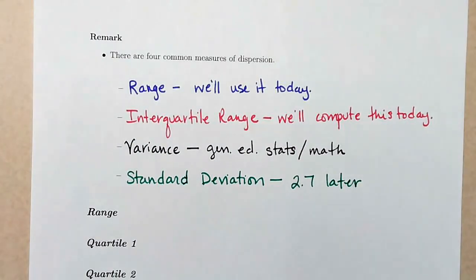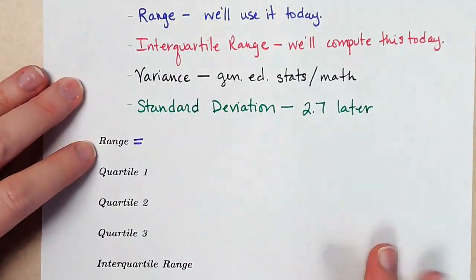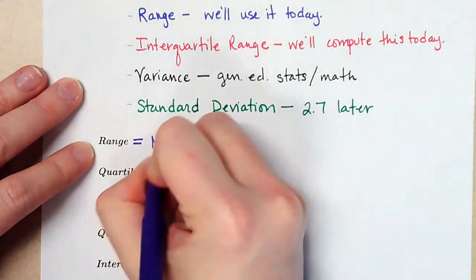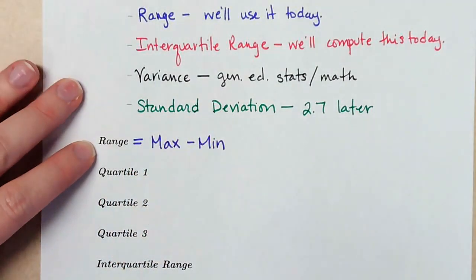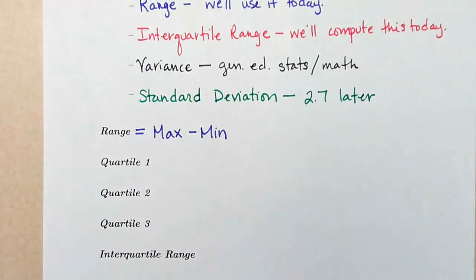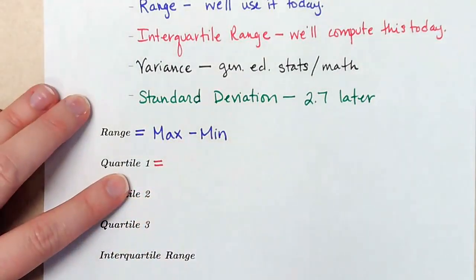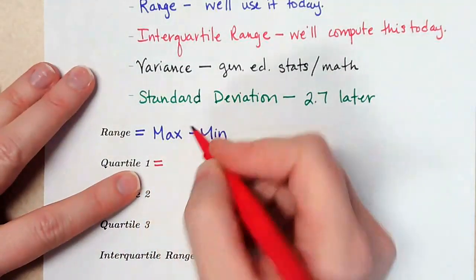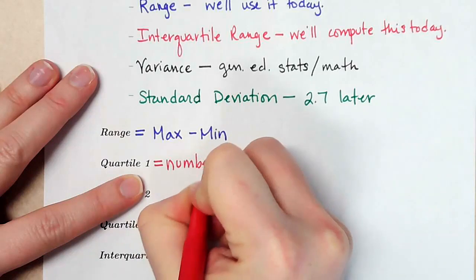Okay, so let's write down some of these things, like the range. The range, how you compute that, I'm just going to put the formula right here, is maximum minus the minimum. So the highest number minus the lowest number. Quartile 1 is the number in the middle of the low half of the data set. So let's write that number.